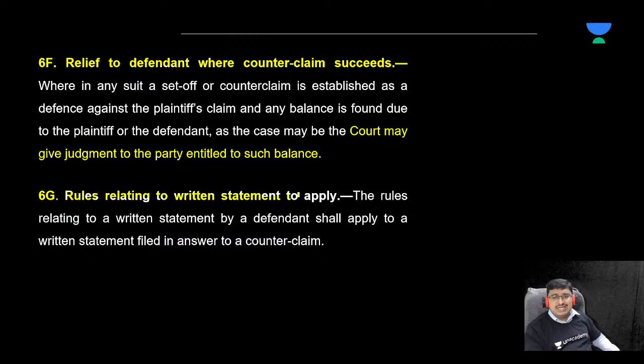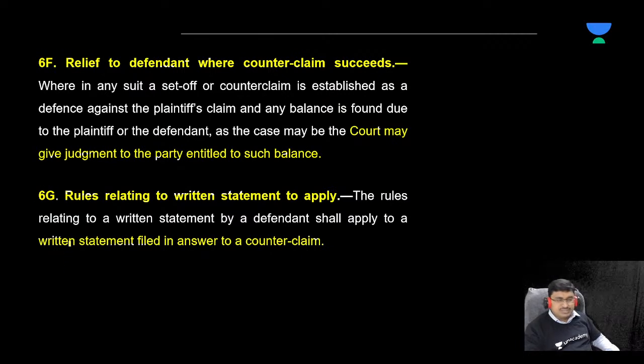Rules relating to written statement to apply. The rules relating to written statement by a defendant shall apply to the written statement filed in answer to a counterclaim. Who files this written statement in answer to a counterclaim? The plaintiff files a written statement in answer to a counterclaim, friends. Therefore, all the rules related to the written statement apply to the same. Okay, it is about 6G of the Act.